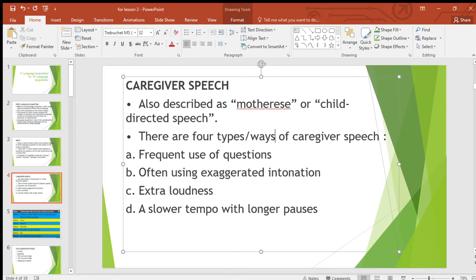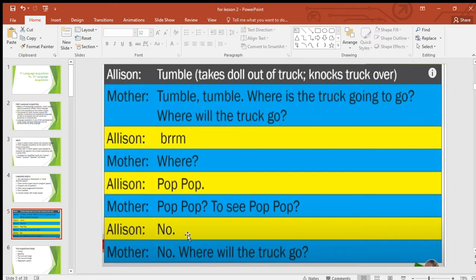Often using exaggerated intonation is also connected to extra loudness in order for the infants to hear us. Of course, slower tempo is for them to understand us, because they may hear us but they may not understand what we are saying. And frequent use of questions, because infants can only speak a few words. So as the parents do their baby talk, they are the ones asking questions and the babies are just answering in short words.